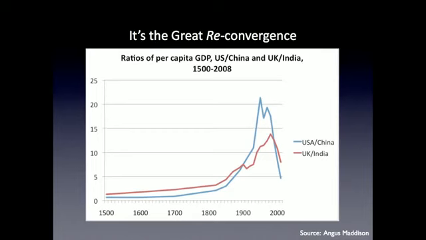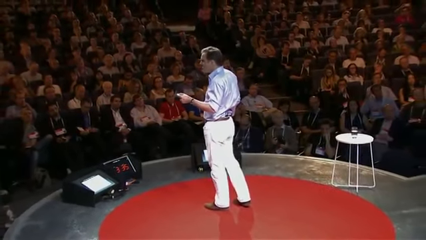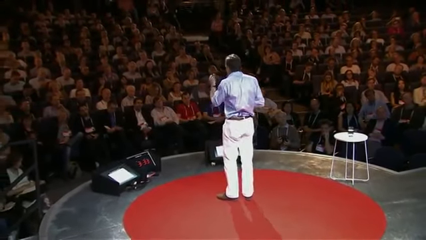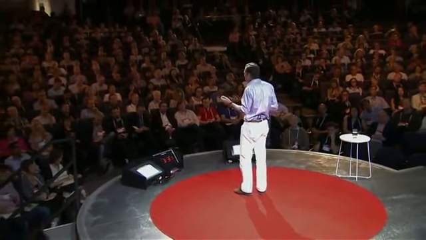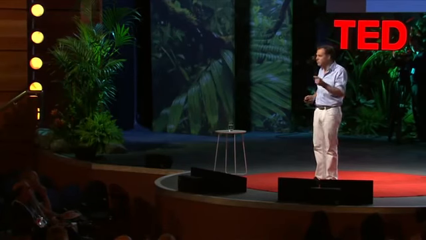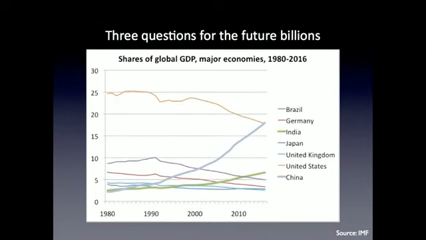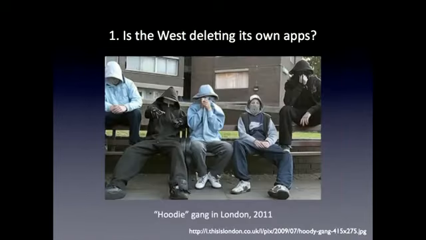It's our generation that is witnessing the end of Western predominance. The average American used to be more than 20 times richer than the average Chinese. Now it's just 5 times, and soon it will be 2.5 times. So I want to end with 3 questions for the future billions. Just ahead of 2016, when the United States will lose its place as #1 economy to China.